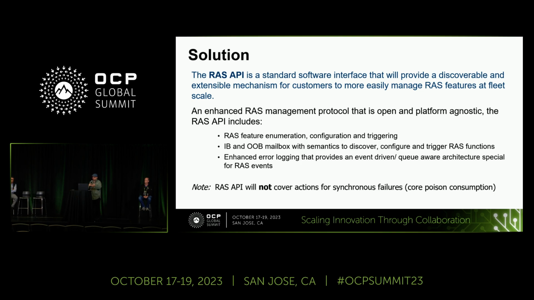So our solution here is platform agnostic, like Drew said. It enumerates RAS features, and it has semantics for in-band and out-of-band mailboxes. What this means is it goes beyond having a protocol layer. It gives you the semantics. So there's an opcode to trigger actions. There's an opcode to discover and to enumerate. And it enhances error logging.